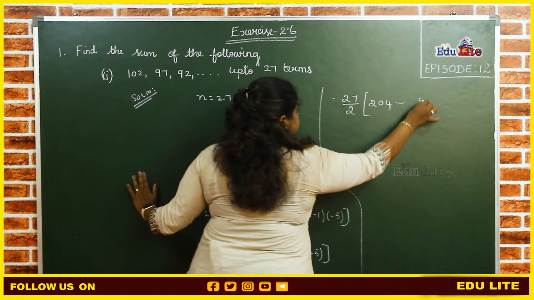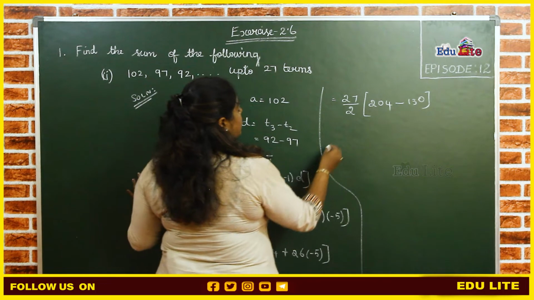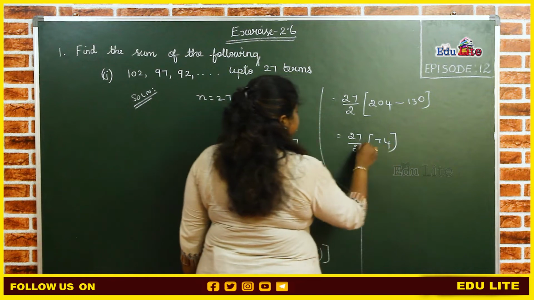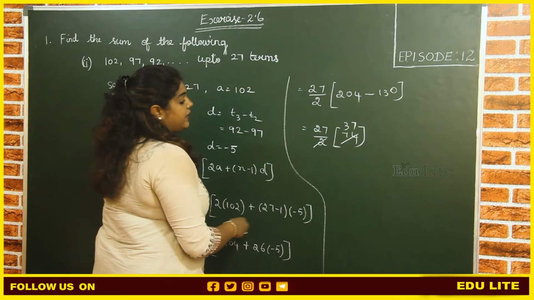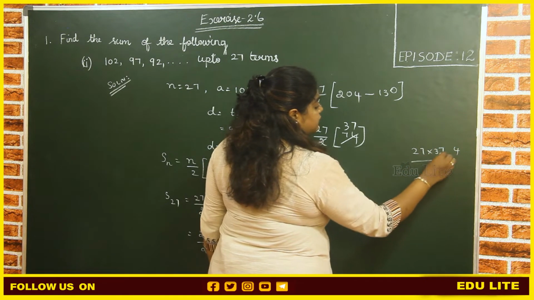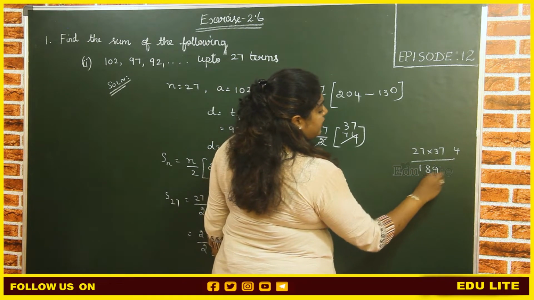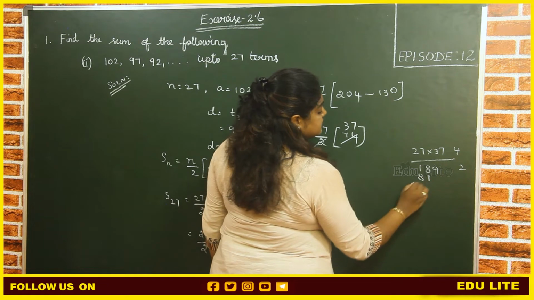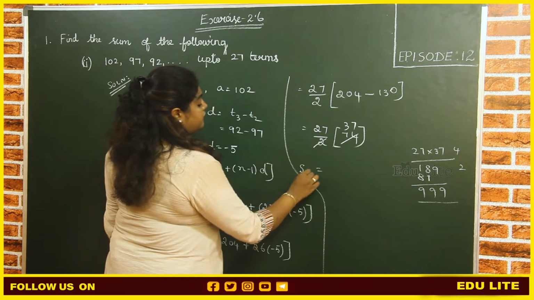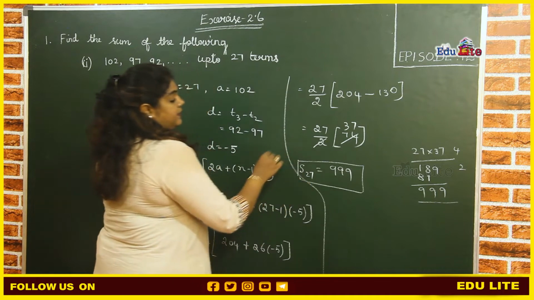26 into 5 is 130. So 204 minus 130 is 74, 27 by 2 into 74. Therefore cancelling this, we get 37. So 27 into 37 is 999. Sum of the first 27 terms for the above sequence is 999.